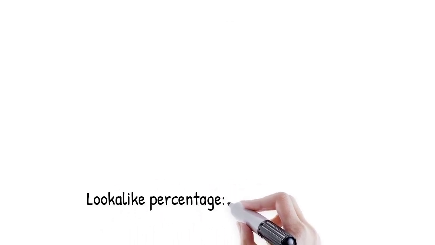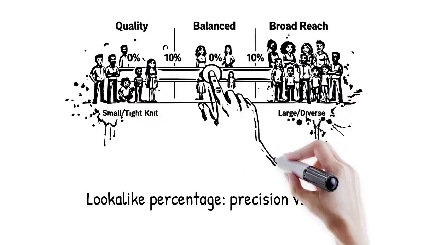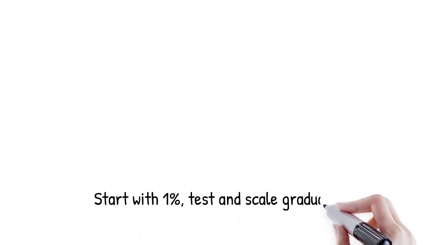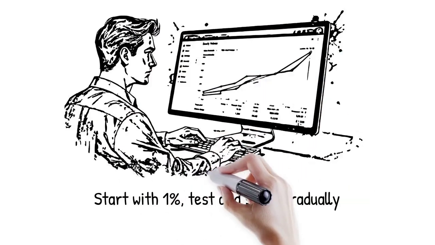4. The lookalike percentage, precision versus scale. Platforms let you choose how similar your lookalike is to your seed audience. 1% lookalike, most similar, smallest size, highest quality. 2 to 5% lookalike, balanced reach and relevance. 6 to 10% lookalike, broad reach, lower precision. Start with 1%, test 2 to 3%, and scale gradually. Quality first, quantity later.